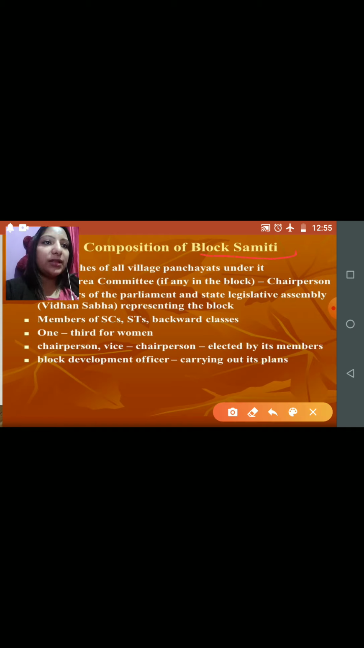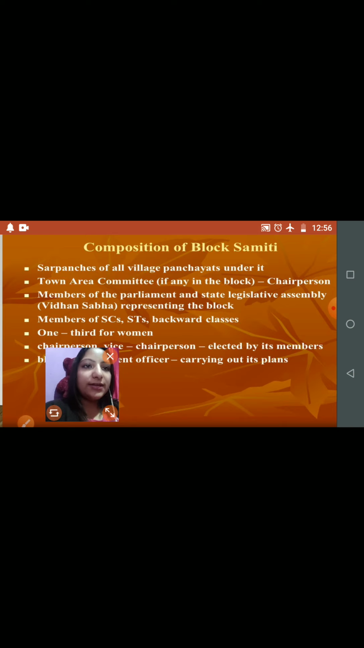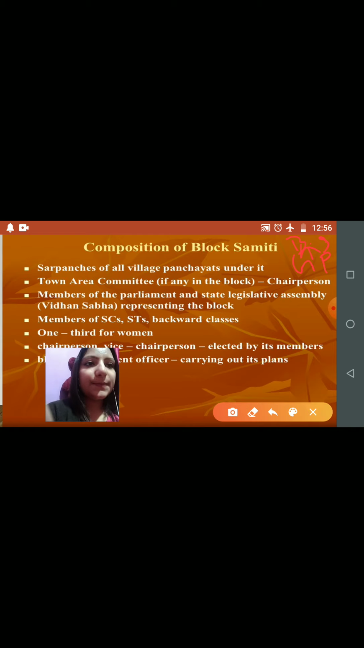This is the block samiti, at your block level. Now let us discuss the block samiti. The sarpanch of all the village panchayats under it, that means this is above your gram panchayat. Above the gram panchayat what you have is the block samiti. So the sarpanches of all the villages, the panchayats, are under your block samiti.